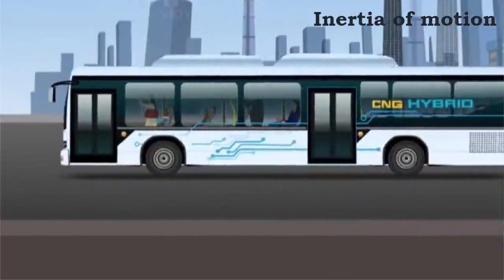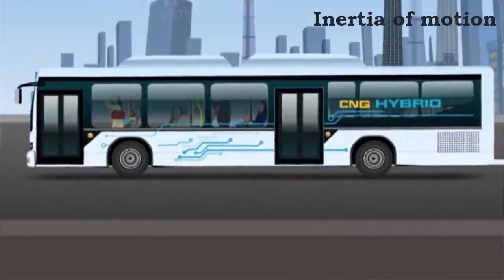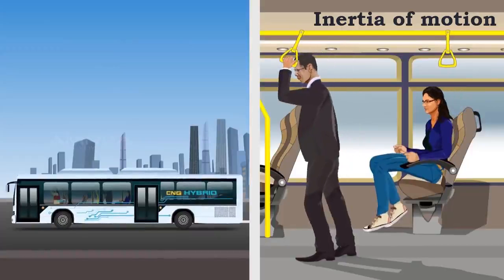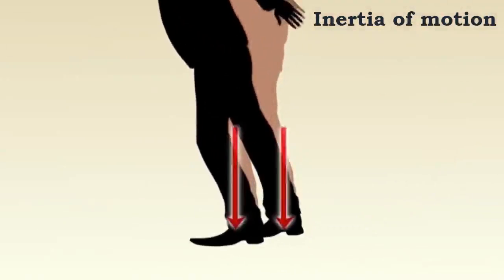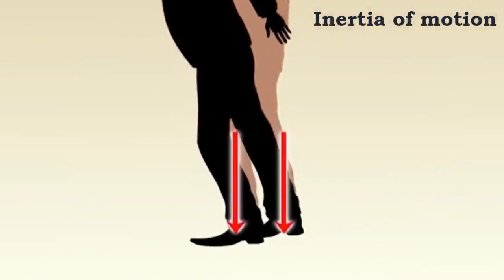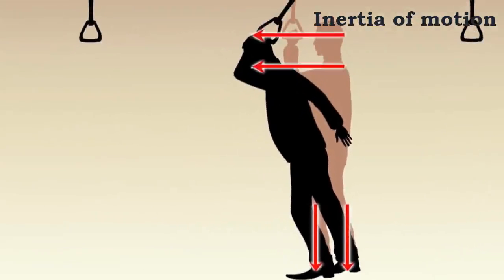When a moving bus stops suddenly, passengers standing inside the bus tend to fall forward. This is because the lower part of the leg comes to rest with the bus, while the upper part tends to continue its motion due to inertia of motion. The resistance of the body to change its state of motion is called inertia of motion.